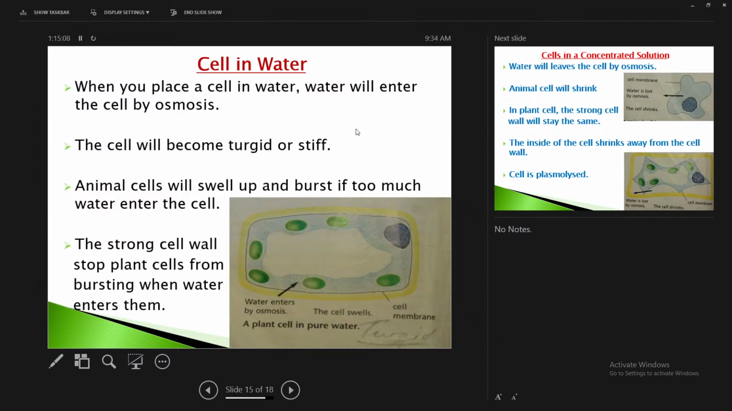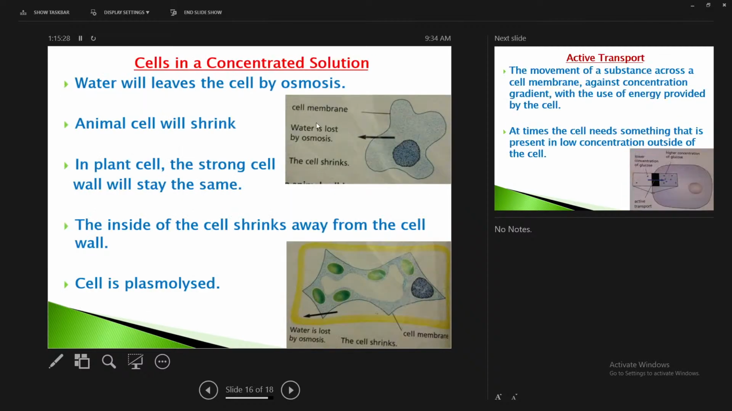So because the plant realizes that it's going to need a lot of water, the cell is not only surrounded by a cell membrane, it is also surrounded by a cell wall, which will prevent it from bursting whenever a lot of water enters it.